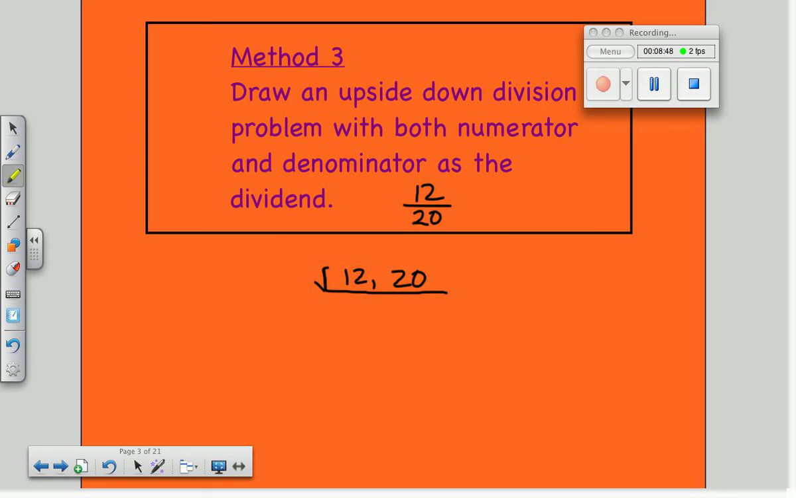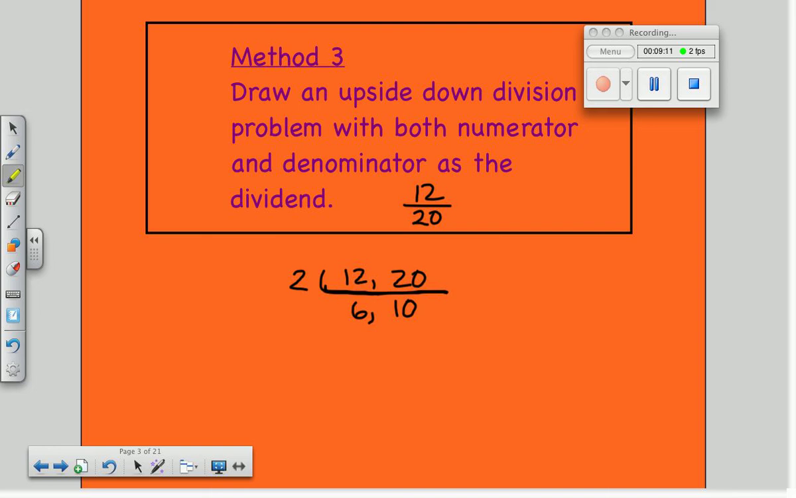I think of a number that will go evenly into 12 and 20. And the first number that most of you would think of is 2, because they're both even. So we're going to start with 2. 2 goes into 12 6 times, and 2 goes into 20 10 times. Remember, anytime you divide by 2, you're just cutting a number in half. Okay? So now I have 6 and 10.